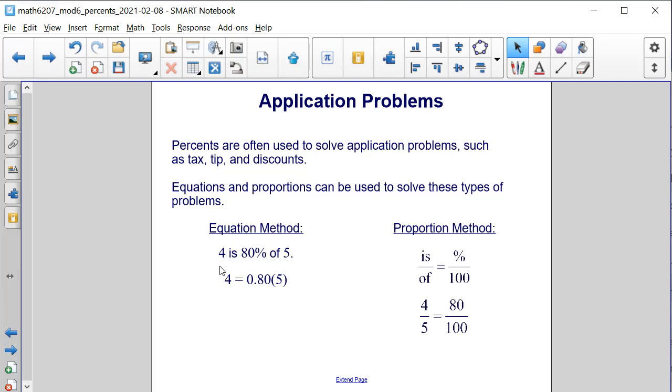So for the equation method, if you were given the problem 4 is 80% of 5, you could write it as 4 equals 0.80 times 5. You could also set it up as a proportion and then cross multiply and solve. 4 over 5, because 4 goes in the is position, 80 goes over 100, of 5. The of number is the 5. So either method can be used to solve these types of problems.